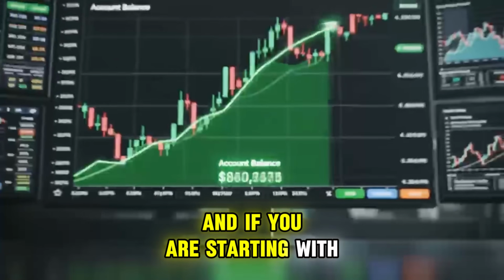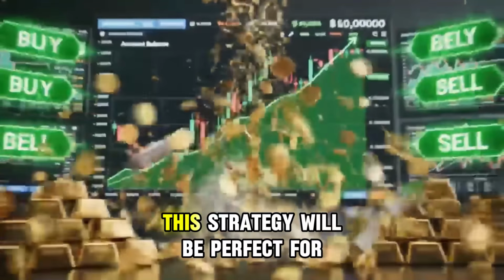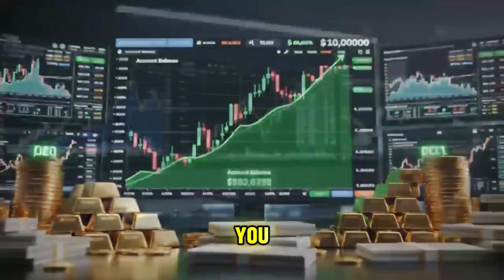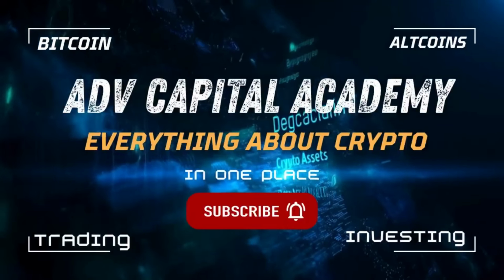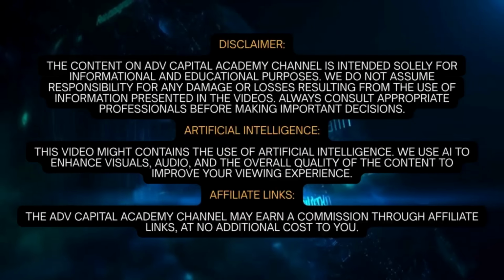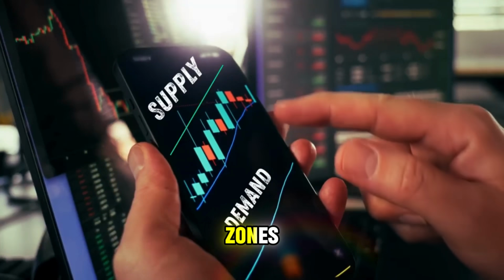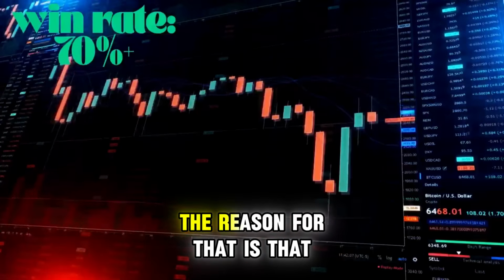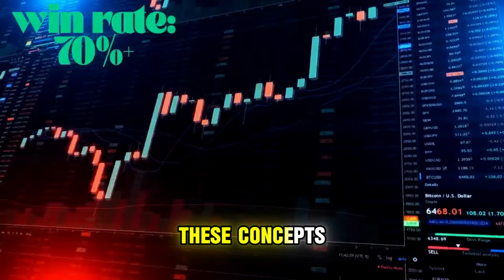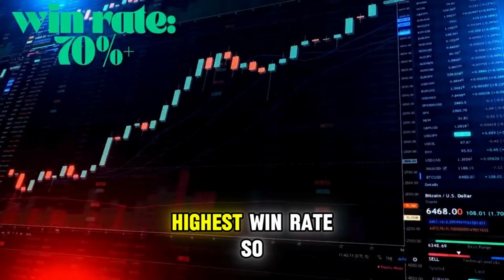And if you are starting with a small trading account, this strategy will be perfect for you. In this strategy, we will combine supply and demand zones with price action. The reason for that is that these concepts have been proven to have the highest win rate.